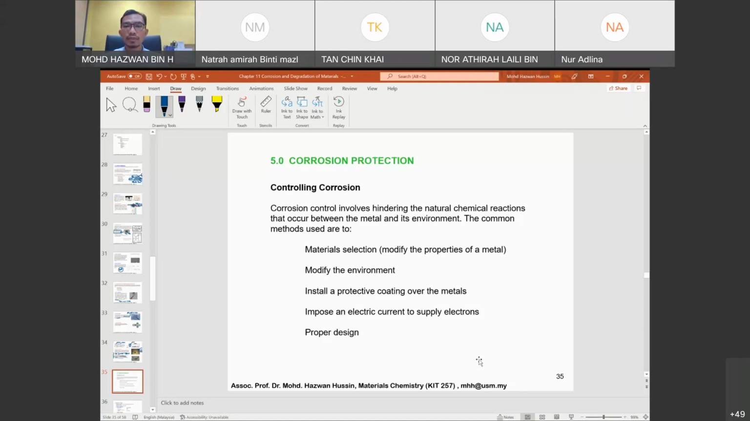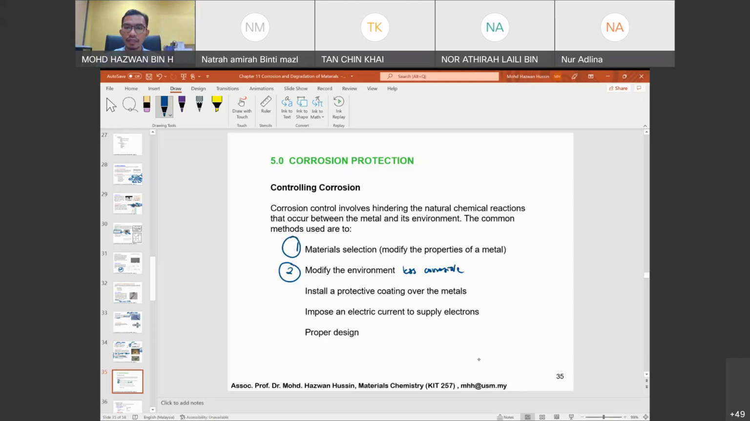I've told you that there are 5 major techniques for corrosion control. First one is material selection. Second one is modifying the environment, by making it less corrosive.